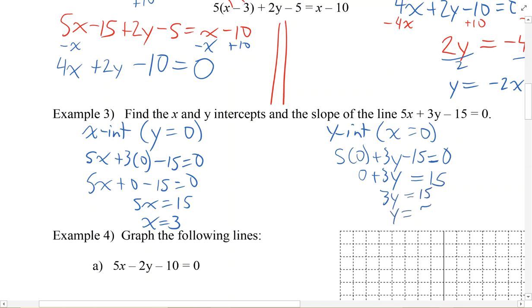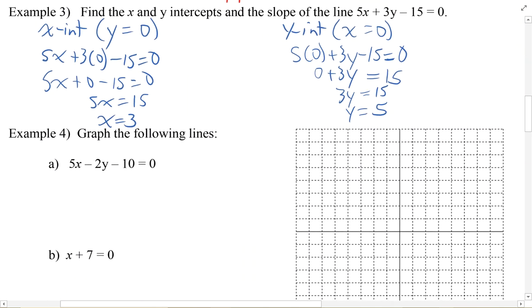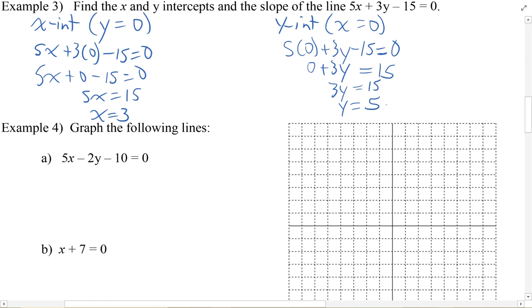y equals 5. Okay, so you can then go and graph that, right? So your y-intercept is 5, 1, 2, 3, 4, 5. And your x-intercept is 3. Boom, now you got a line, okay? Now we don't have to graph it, but you could easily. Any questions?